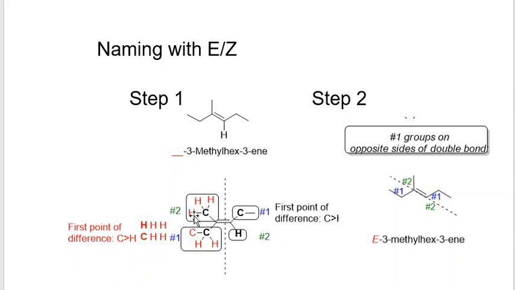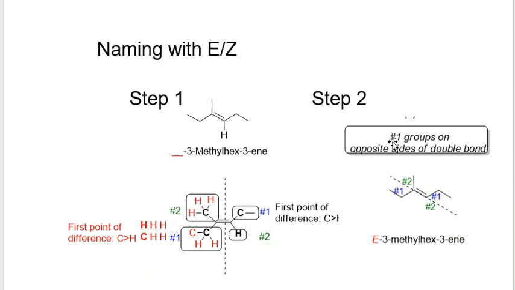If we move to the other side, we see that there is a methyl group on the top and an ethyl group on the bottom. The carbons are the same in both cases. That doesn't help us, so we have to move to the next atom and compare them. We have a carbon here, a hydrogen up here. And so the ethyl group has the higher priority, methyl is lower priority. Okay, so that's the first step.